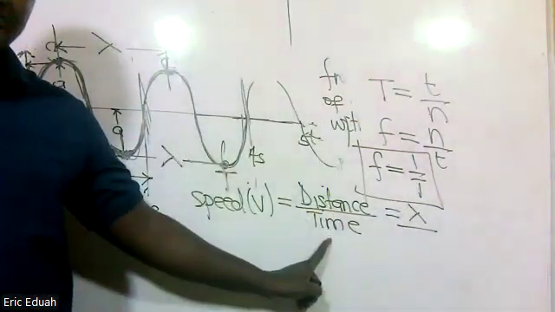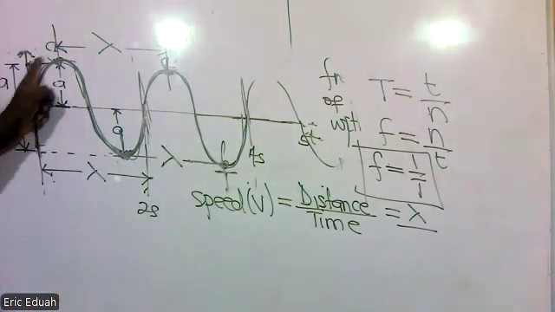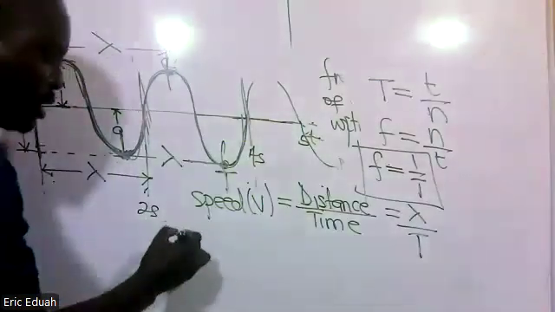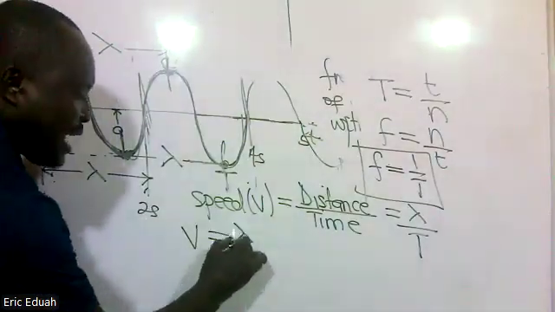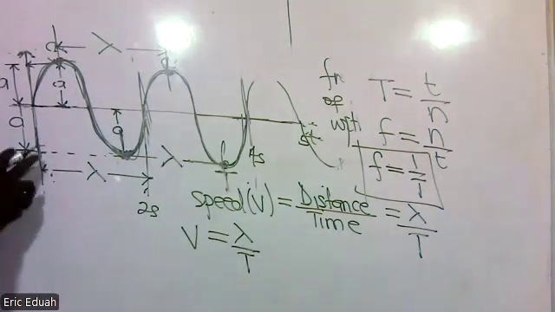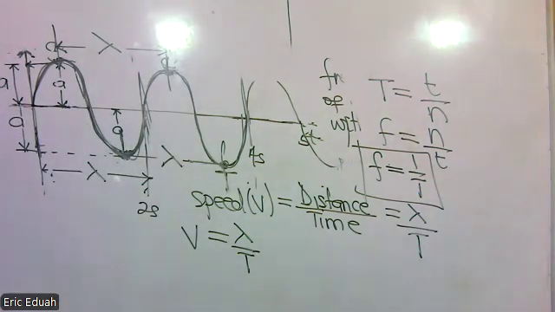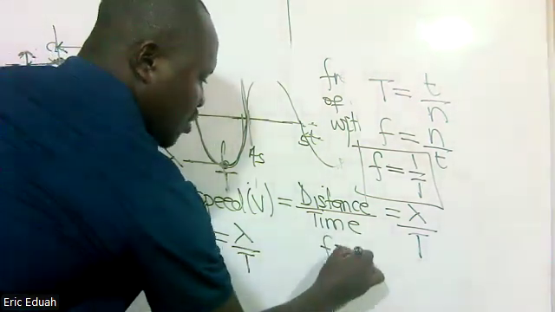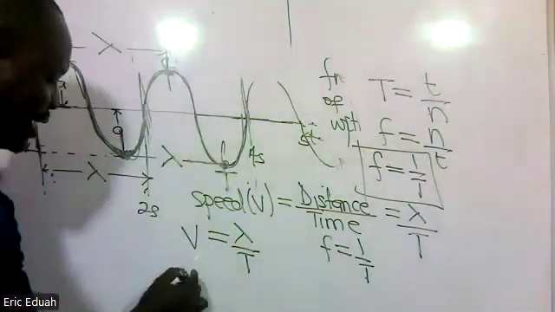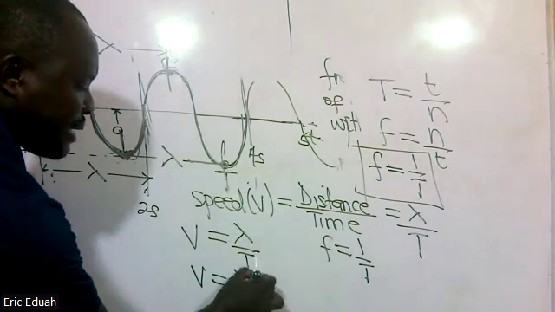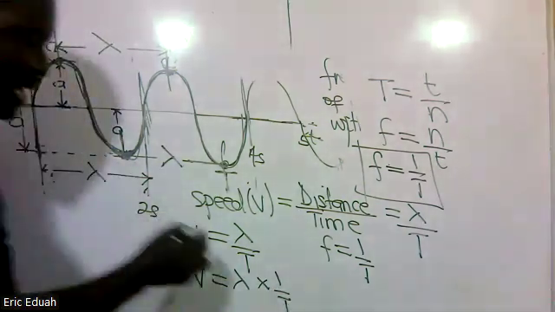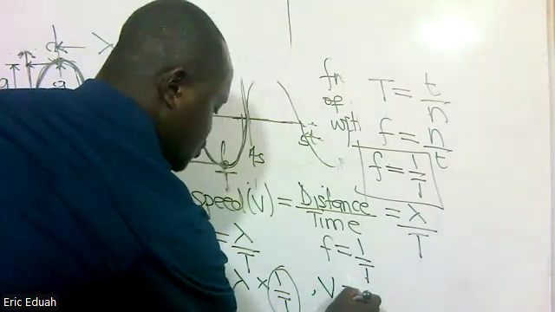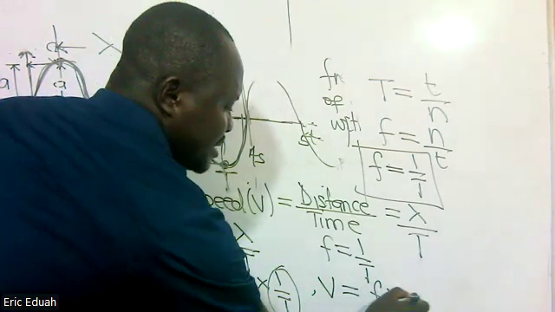The time taken to execute a complete cycle is the period, capital T. And so V is equal to lambda over T. Please don't forget that here, we look at one complete cycle. Because F is equal to 1 over T, and what we have here is also equal to lambda times 1 over T, then we can say that this is F. So we have the speed of a wave being equal to F times wavelength, lambda.